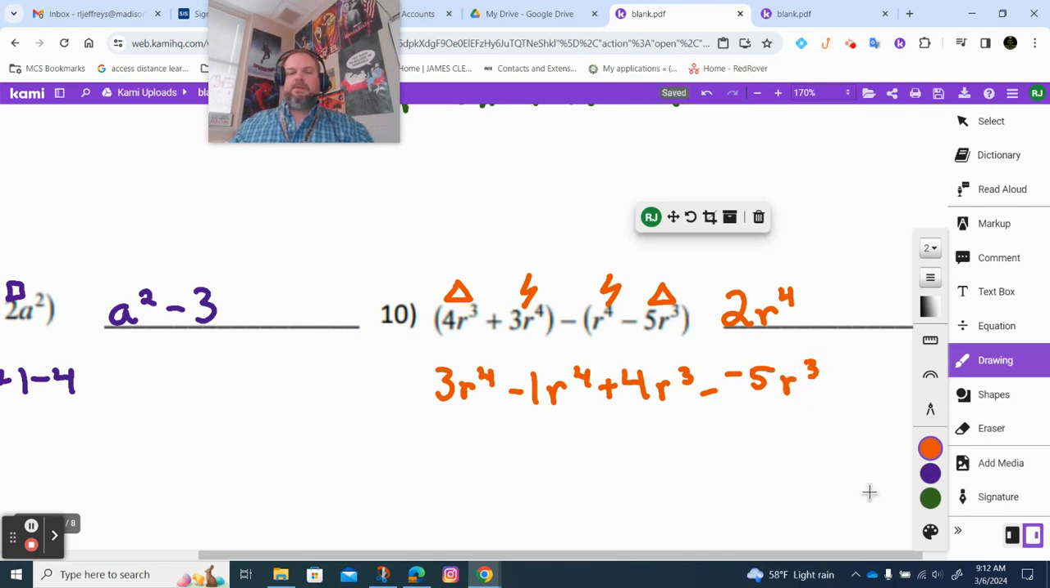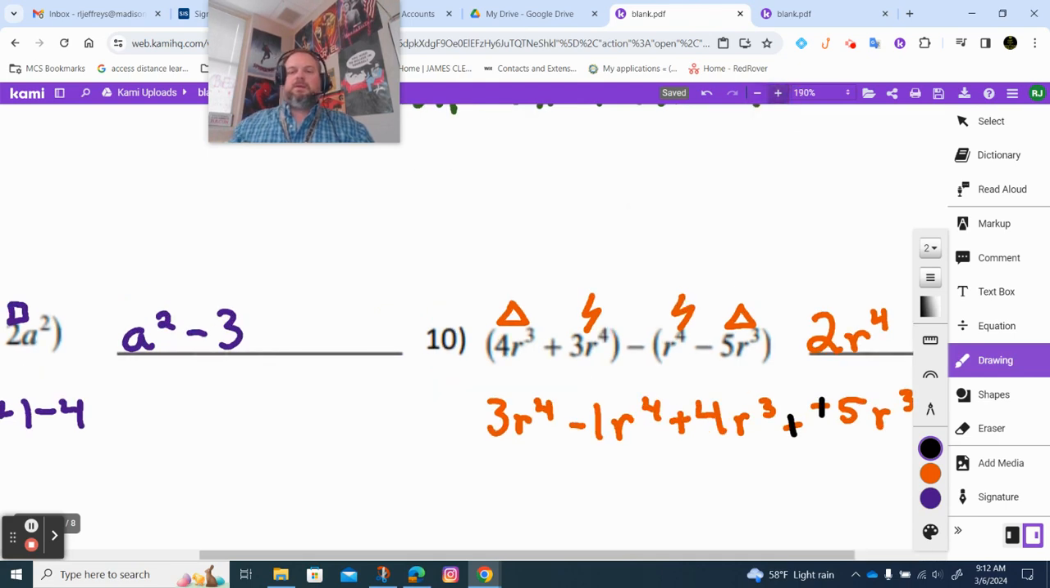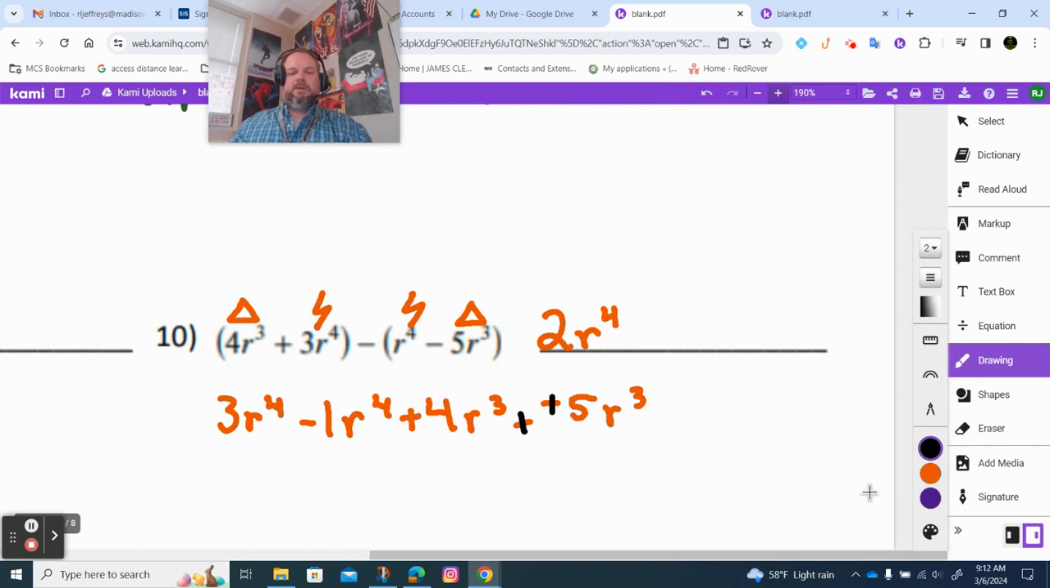All right. Minus negative becomes plus positive, so this becomes 9r to the third. So I do actually have decent handwriting when I take my time.